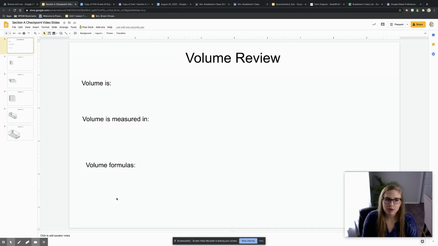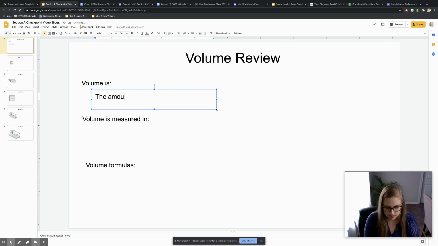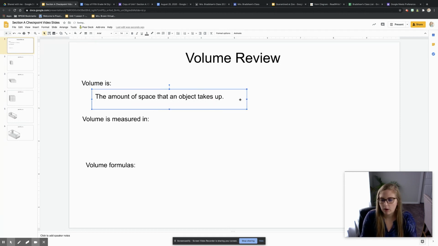Today we are going to review volume before our Section A Unit 1 checkpoint. So the first thing we need to know is, what is volume? Volume is the amount of space that an object takes up. All right, so why would we care about that? Well, if you went to buy a couch, we would need to know what the volume of the couch is to see if it would fit within our living room.